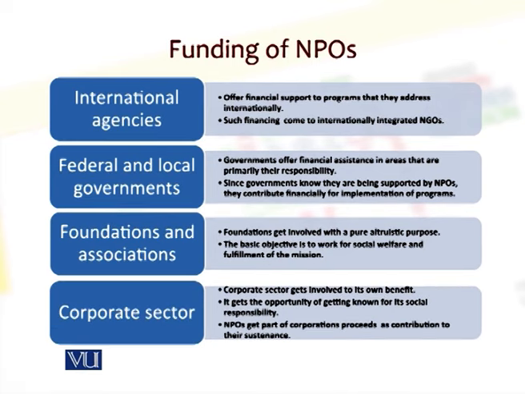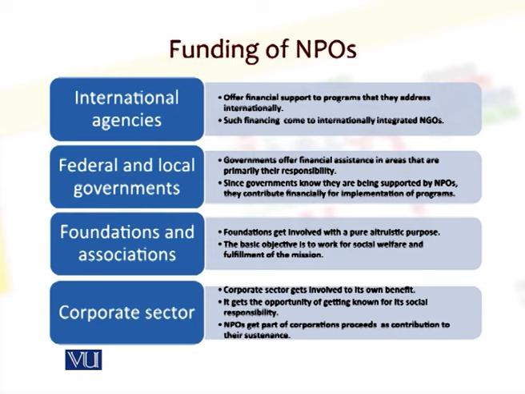Then we have the corporate sector as the one contributing toward financial matters to the NPOs. This area is the one I hinted upon earlier, and NPOs get involved with the corporate sector when they are collectively addressing a certain cause. This falls within the domain of cause marketing, which I'm going to talk about in detail in one of the following lectures. But the fact is that the corporate sector gets involved to its own benefit. When they get involved, they're known as entities that undertake social responsibility, and they want to appear as socially responsible citizens. The nonprofit sector also gains through contributions made by the corporate sector.